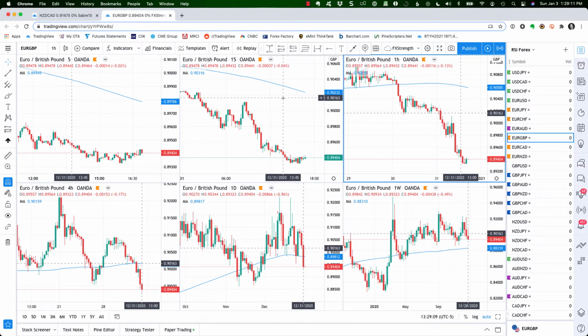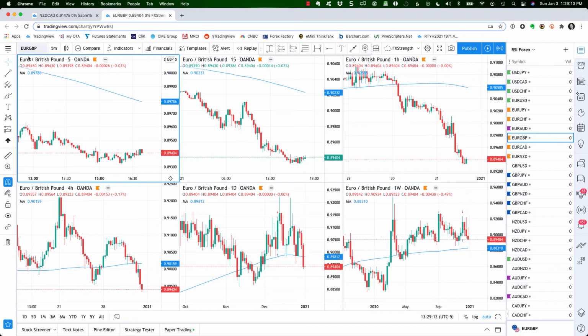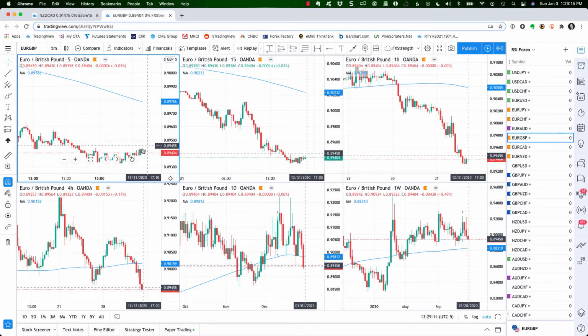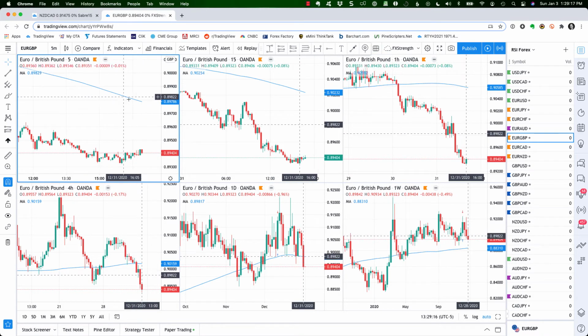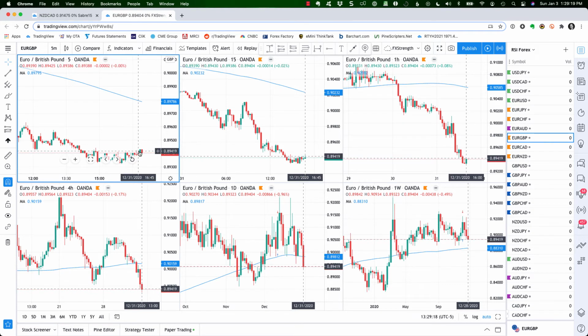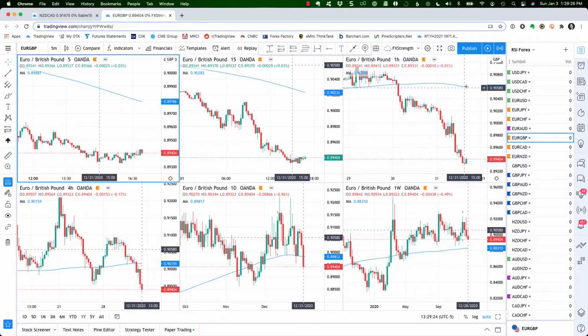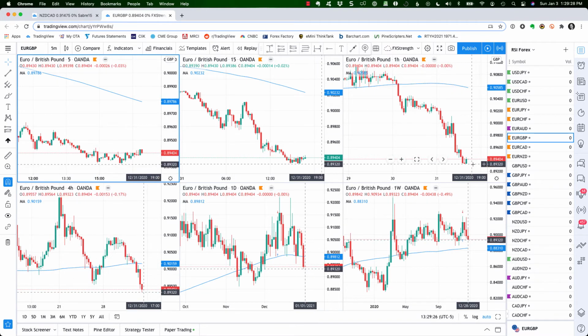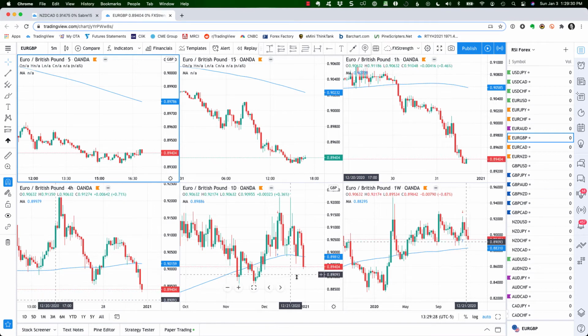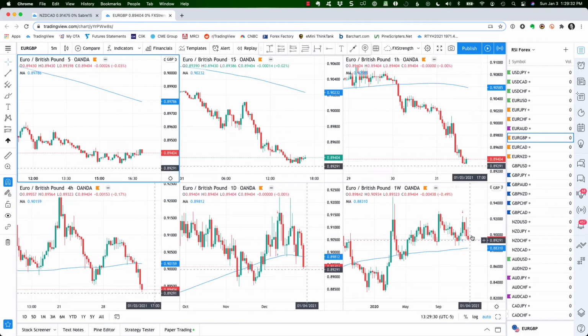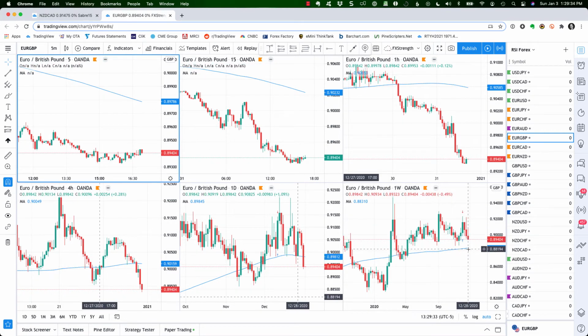Okay. So in this case on the euro pound, we see that the price is currently below the moving average, so this is considered weak. This is also below the moving average, so it's considered weak. Price on the 1 hour is below the moving average, so it's weak. This is weak, this is weak. But on the weekly chart, the price is actually strong, okay?